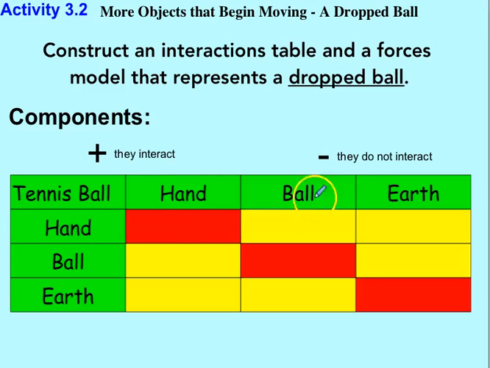So the hand and the ball, would there be an interaction? If it hasn't been dropped yet, yes, there would be. How about the hand and the earth? Yep, always. The earth and the ball, yes. So now when I go down here, the earth and the ball is a plus. How about the earth and the hand? Yep, we saw that over here. And how about the ball and the hand? Yep.